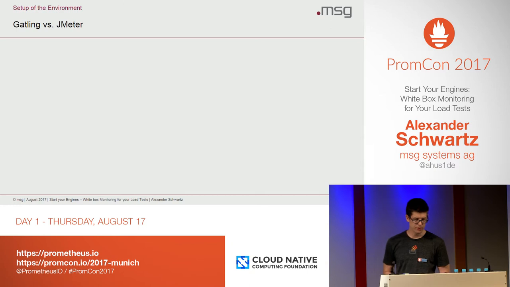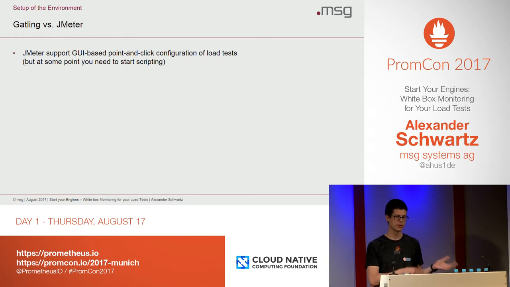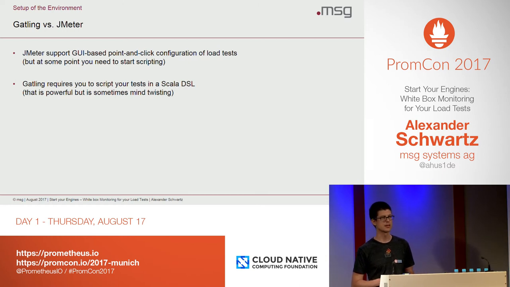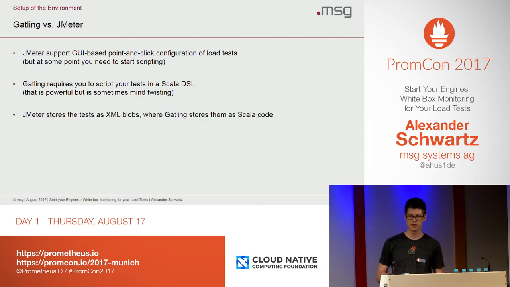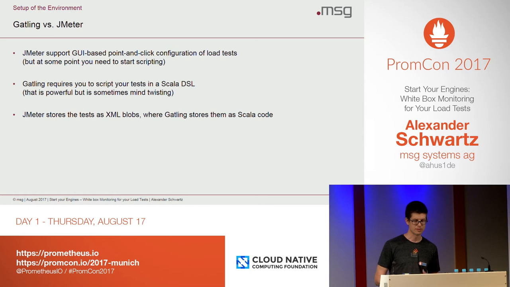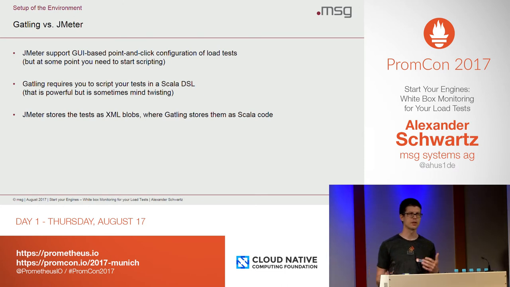A short thing about Gatling versus JMeter: they're both load testing tools. JMeter is more like a graphical user interface thing. You can point and click your configurations for a load test. But at some point, you usually come to a point where you need some scripting. Gatling, on the other hand, is a load testing tool based on the Scala DSL, so you do scripting all the time. But then, at least to me, Scala is a bit mind-twisting now and then. JMeter stores the configuration as an XML blob. I usually don't want to put that in the Git repository, but still sometimes do. But Gatling stores the Scala code, like normal source code, in your repository, and that's fine.